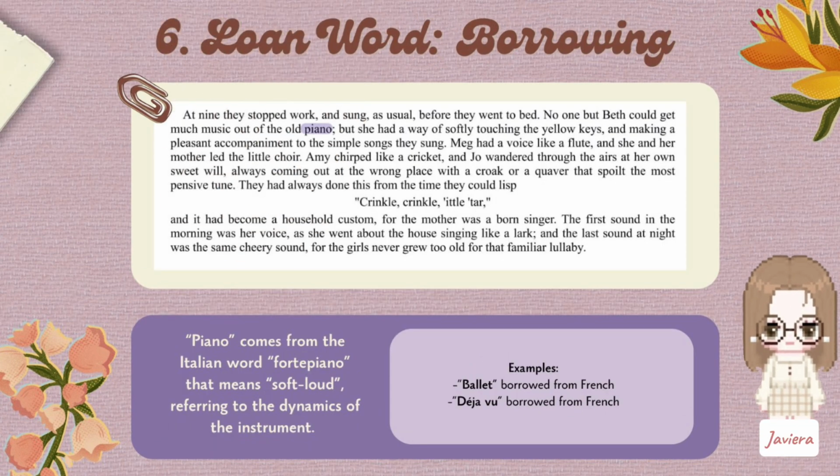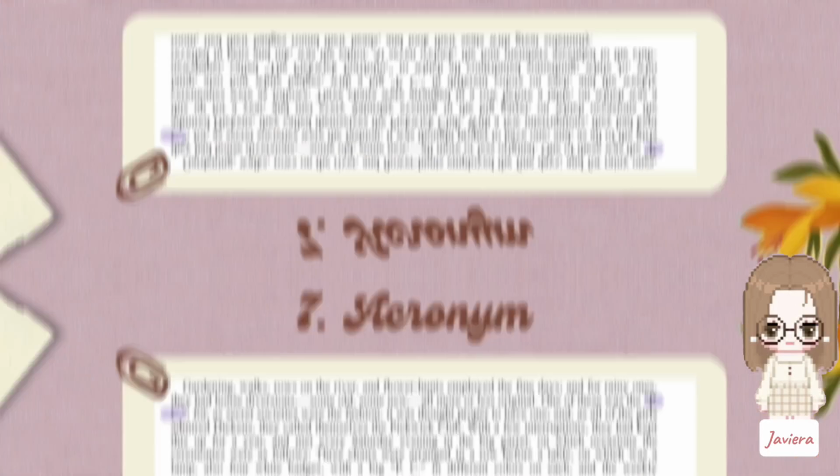The sixth process is loanword or borrowing. Borrowing is a consequence of language contact. It is the process of taking elements from a second language and incorporating them in the first language. In this case, the word piano comes from the Italian word fortepiano that means soft loud, referring to the dynamics of the instrument. Other examples are the words ballet and déjà vu, both borrowed from French.